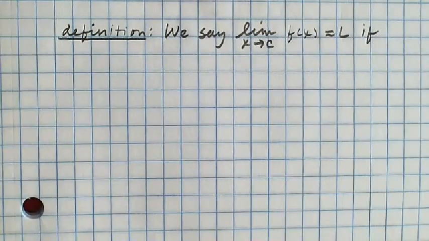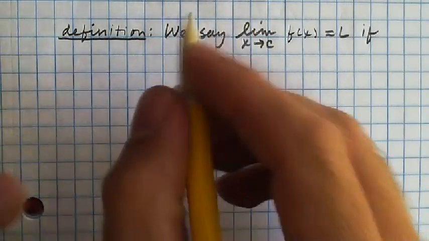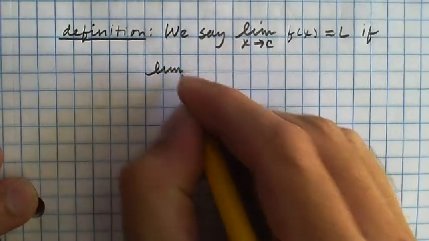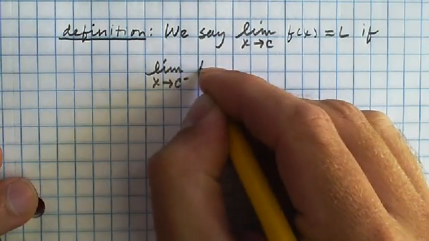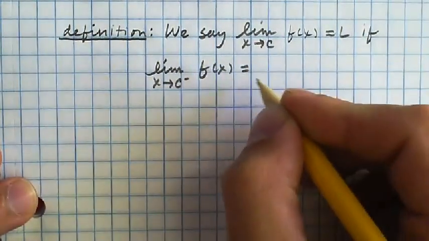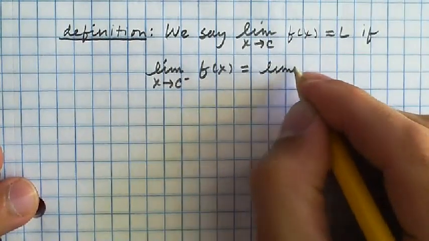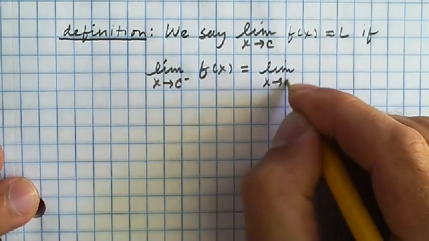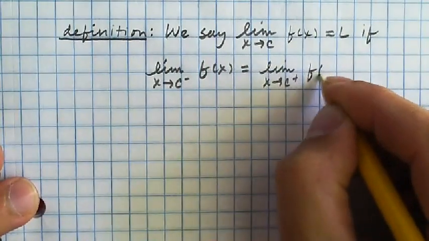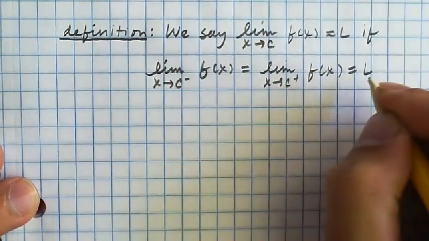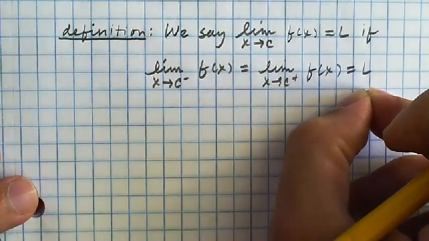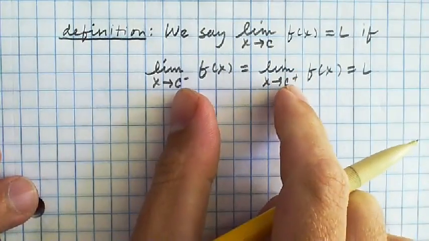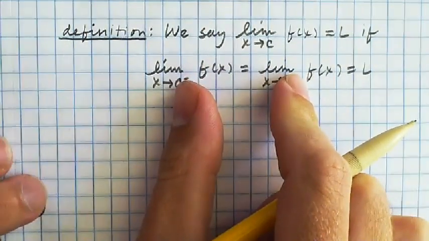Okay, and what we're going to say as our definition of a limit is that we will say that the limit equals L if the limit as x approaches c from one side is equal to the limit from the other side. And they both equal L. Okay, so the value that they would agree on would be the value of the limit.